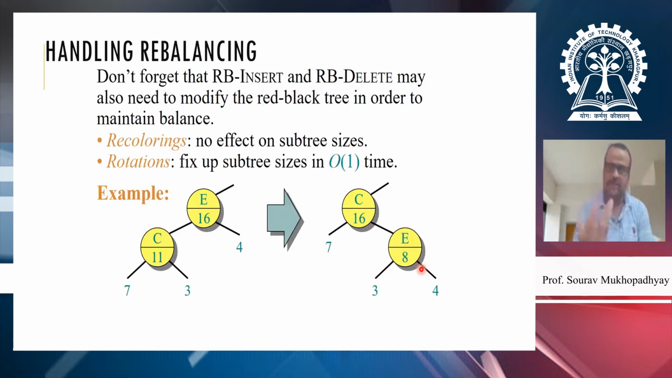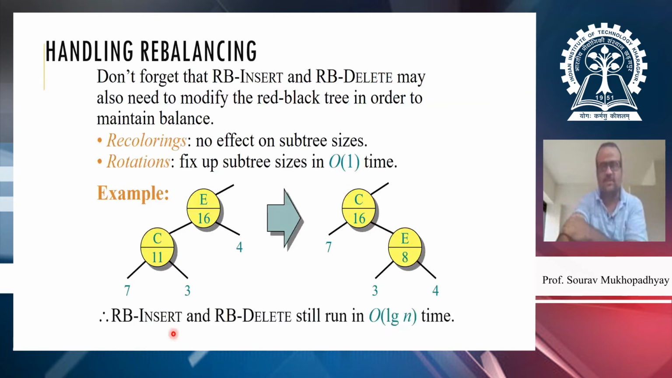Because this rotation is required in order to make this tree a red black tree again, whether this size can be maintained at the same cost is the question. So size can be handled in constant time. That is good news. Similarly, for left rotate, if you want to make this up, this down, it works in a similar way. So the insert and delete with this new extra information can be handled in order of log n time.